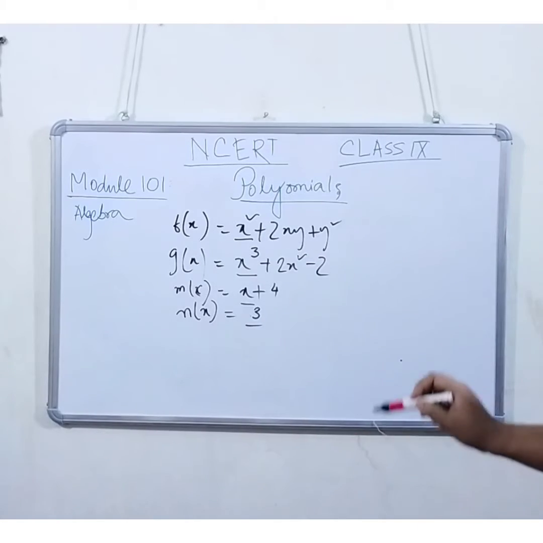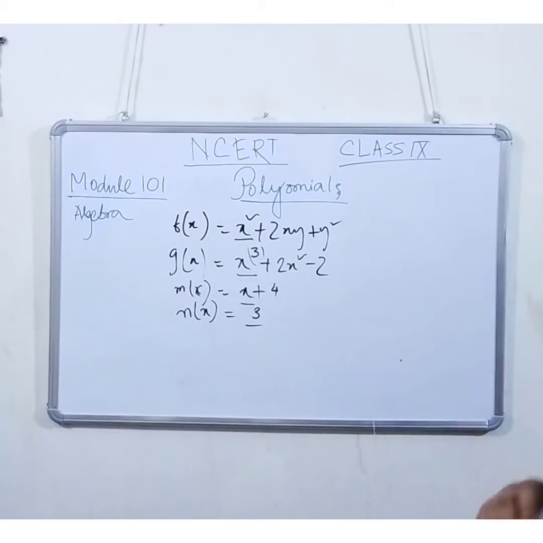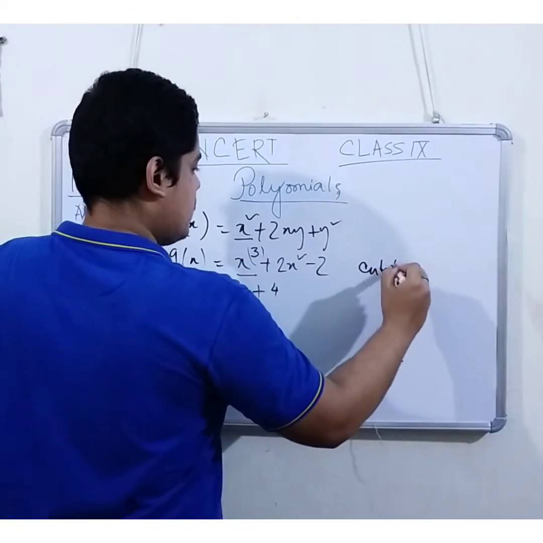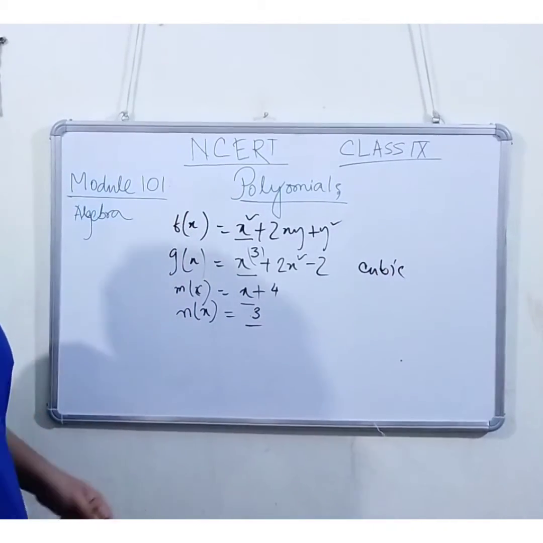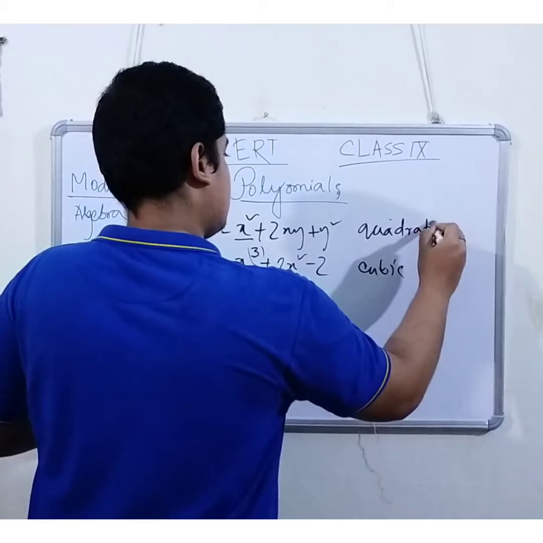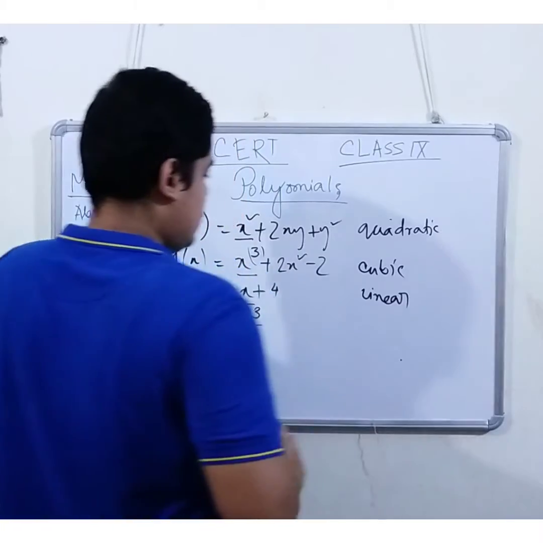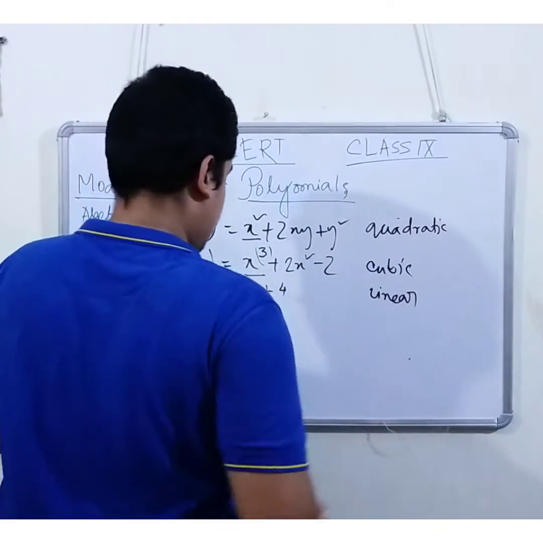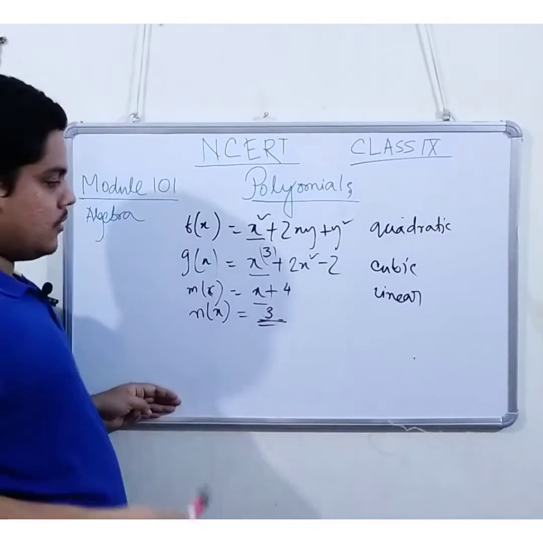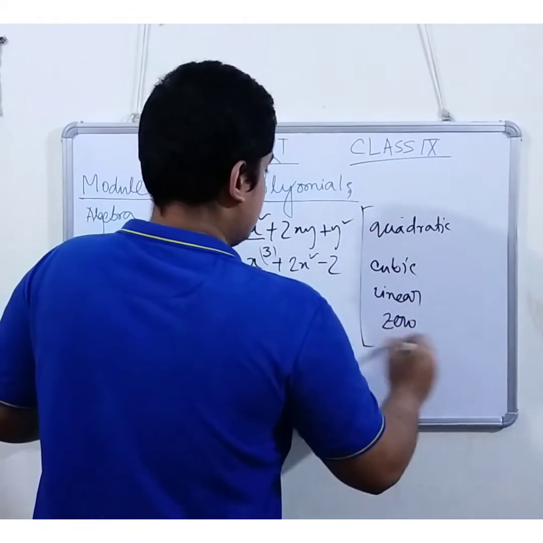First of all, when this variable has a power of 3, we will name it a cubic polynomial. So this polynomial is named a cubic polynomial. When the power is 2, we will call it a quadratic polynomial. When the power is 1, we will call it a linear polynomial. You heard of a linear equation before, it is a linear polynomial. And when there is no power, only a constant number, we will call it a 0 degree polynomial. So actually these are the degrees of a polynomial.